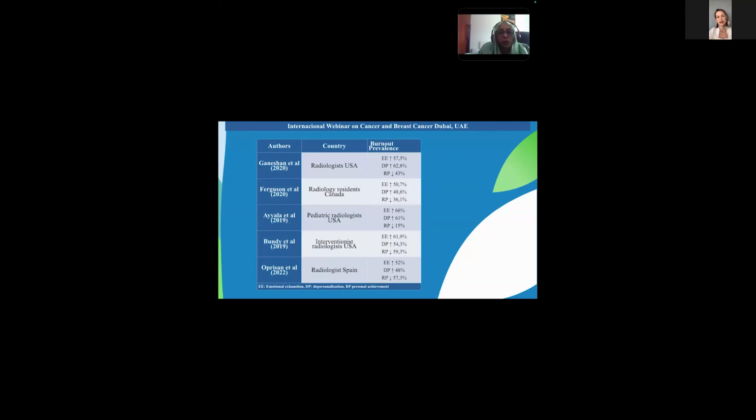Most of the studies are made in the USA and Canada, because for the moment I didn't find them in other countries. You can see that emotional exhaustion affects more than half in every study. The feeling of depersonalization, a lack of empathy, was almost at half. But regarding personal achievement, more than half of the Spanish radiologists felt that they don't have a good personal achievement. These are interesting numbers, and I think they show us that burnout is more than outside factors; it is also an inside factor, no?